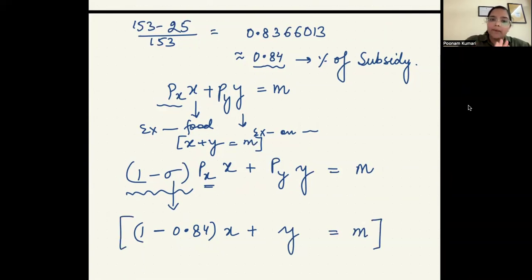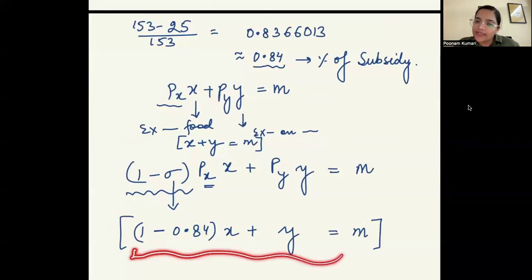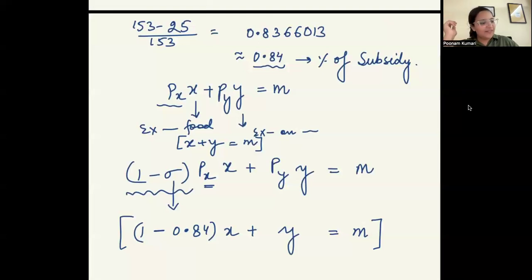But what situation are we in right now? This scheme is only applicable till what point? Till $153. After that, for everything else, this scheme comes into picture.